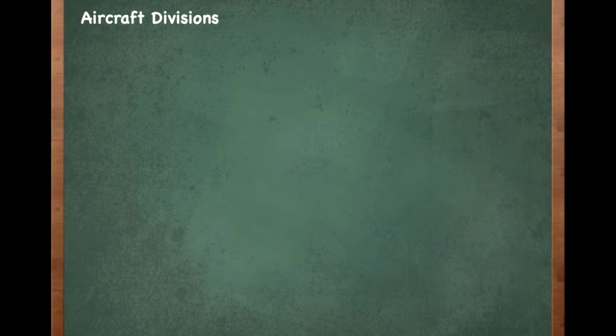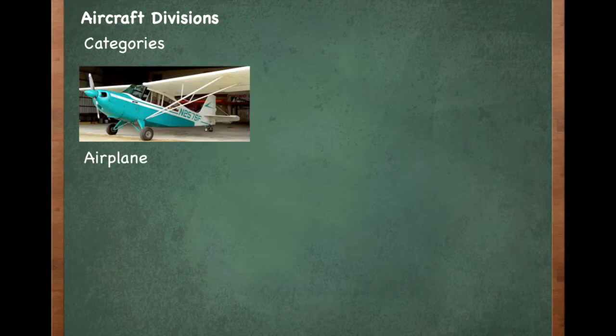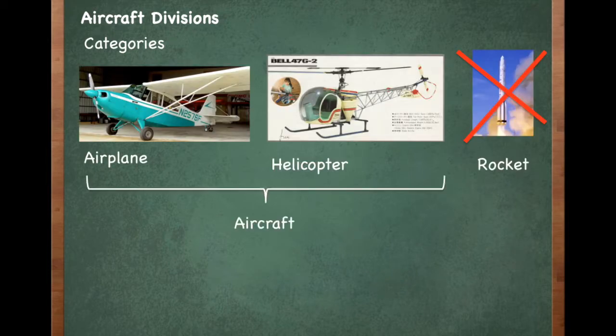ICAO defines an aircraft as any machine that can derive support in the atmosphere from the reactions of the air other than the reactions of the air against the Earth's surface. Just like life is divided into plants and animals, aircraft are divided into groups known as categories. There are two essential categories for you: the airplane and the helicopters.